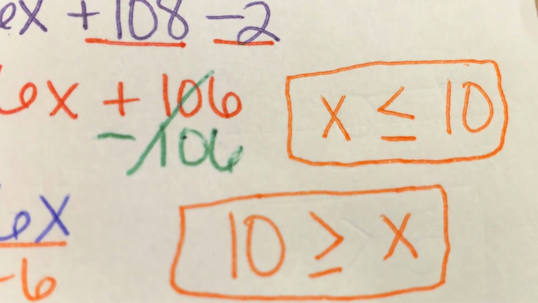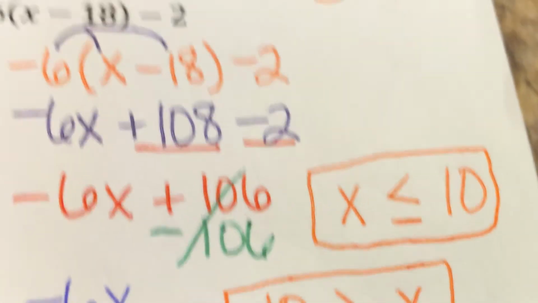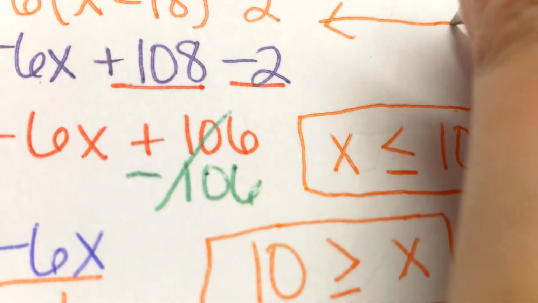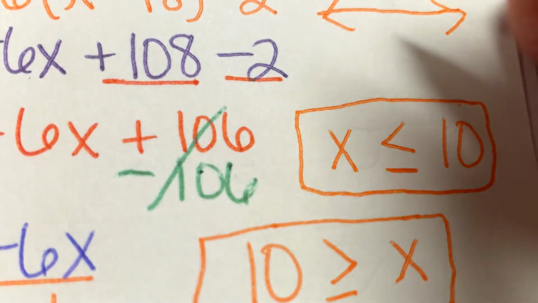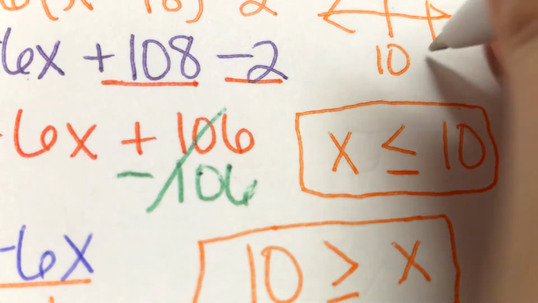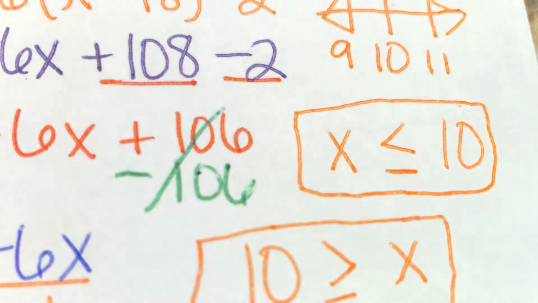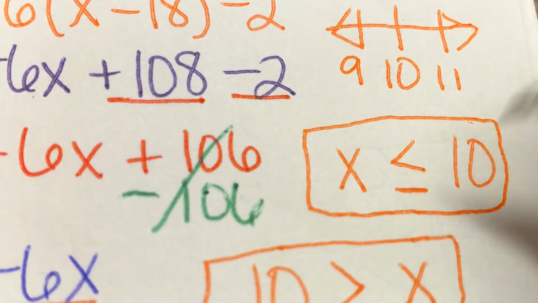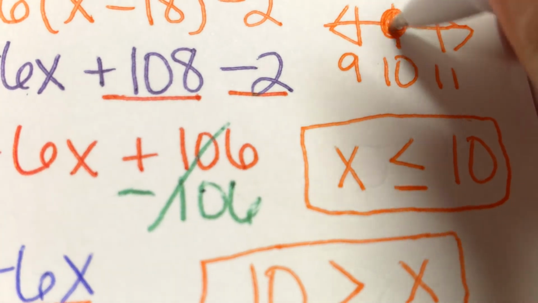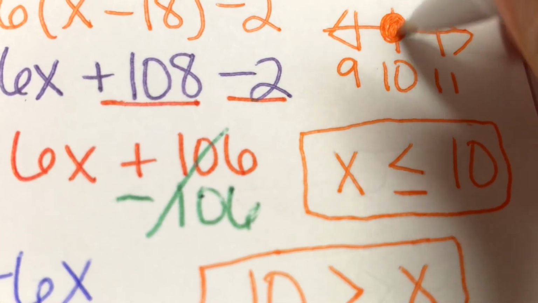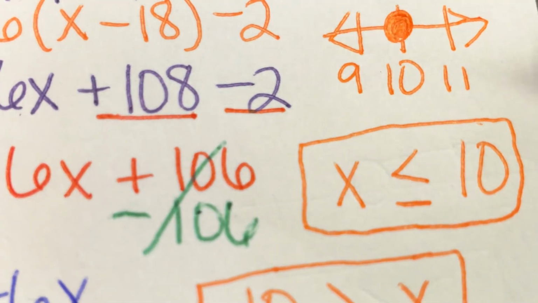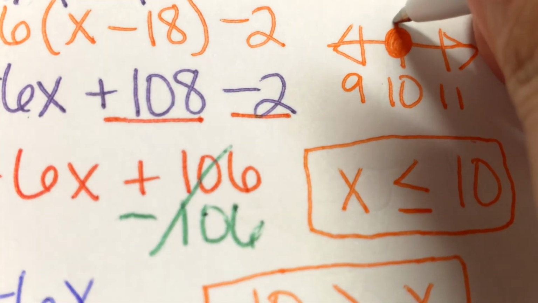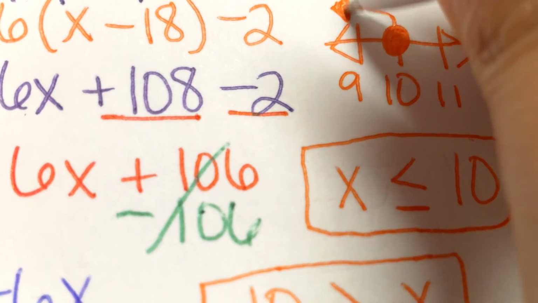So if I were to do it on the number line, and I were to graph it, I would do a number line. I would put 10 here, 11, 9. X is less than or equal to 10, so that means it would be a closed circle because the 10 is part of the answer. It is included. Less than is to the left. All those numbers are less than 10.